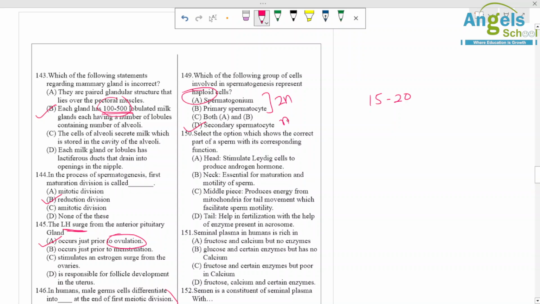Select the option which shows the correct part of the sperm with its corresponding function. Okay, head stimulates Leydig cells to produce androgen, wrong statement. Neck essential for maturation of mobility of sperm, again wrong. Middle piece produces energy from mitochondria for tail movement which facilitates sperm mobility, right statement. Tail helps in fertilization, wrong statement. Okay, so in 150 option C is correct.